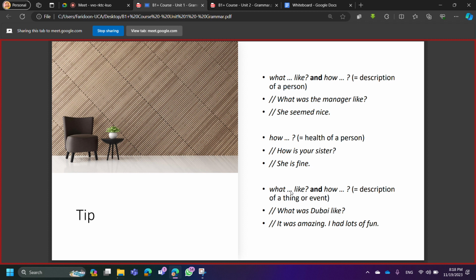But we can also use what blank like, or how blank, to ask about the description of a thing or an event. For instance, what was Dubai like? Oh, it was amazing. I had lots of fun. So in here, you can also use it not only to talk about the description of a person, but also to ask about the description of a thing or even an event.